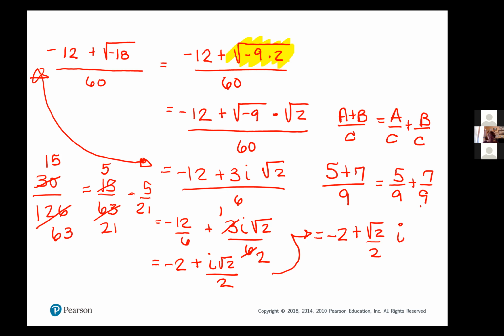I just rearranged it and got the real parts together. So I have i square root 2 divided by 2. So I can take the square root of 2 over 2 and write that in front and write the i second. We're just using the commutative property of multiplication. We can write factors in any order that we want. It doesn't matter which factor comes first and which one comes second. 2 times 3 is the same thing as 3 times 2. As long as we're multiplying them, we can write them in any order we want.